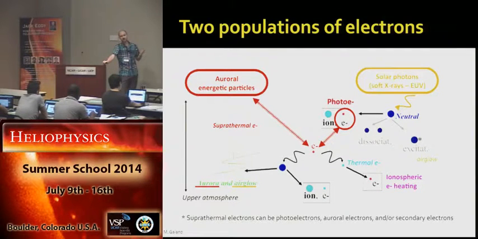Superthermal electrons, on the other hand, are just the high energy tail of the electron energy distribution. And their cross-sections of interactions depend on their energies.